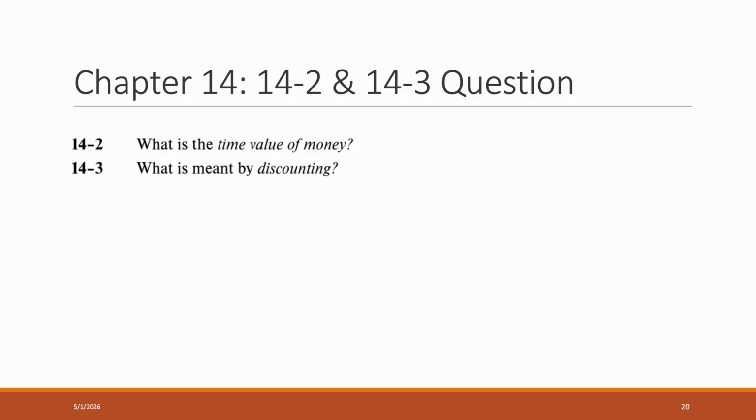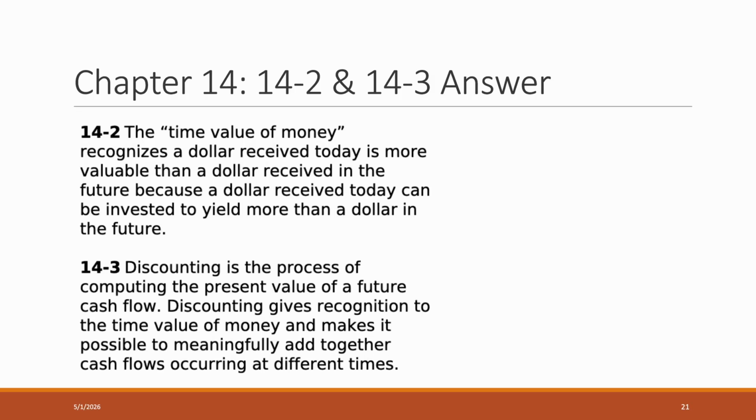14-2, what is the time value of money? And 14-3, what is meant by discounting? I'll give you a few seconds to pause and think about the questions yourself. All right, 14-2. The time value of money recognizes a dollar received today is more valuable than a dollar received in the future because a dollar received today can be invested to yield more than a dollar in the future.